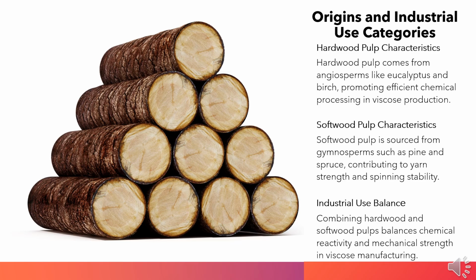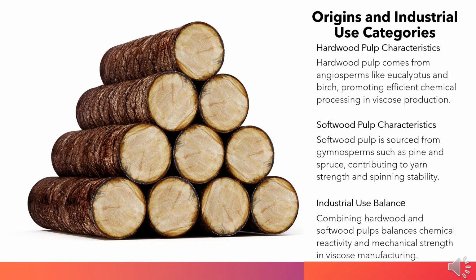Hardwood pulp is sourced from broadleaf tree species such as eucalyptus and birch, which belong to angiosperms, plants that reproduce through flowers and develop enclosed seeds inside fruits. Softwood pulp comes from conifers like pine and spruce, belonging to gymnosperms that reproduce via cones bearing exposed seeds. These botanical distinctions influence wood anatomy, pulp chemistry, and subsequent processing behavior.